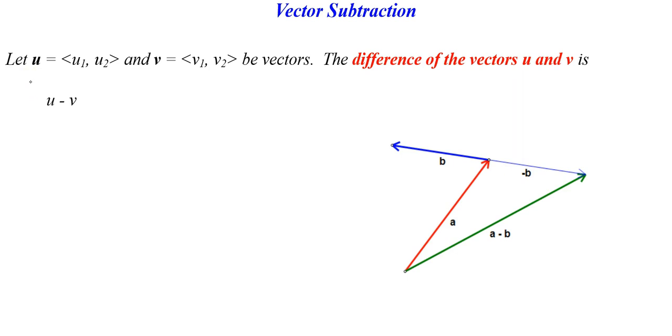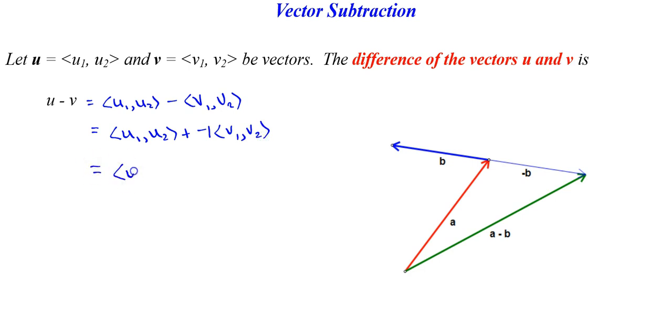All right, next let's look at vector subtraction. Again, we have our two vectors u and v, and here we want to find the difference of the two vectors. So we've got u sub 1, u sub 2 minus v sub 1, v sub 2. If we do a little bit of arithmetic here, we can change this to u sub 1, u sub 2 plus a scalar value of negative 1 times the v vector. And then we can do the scalar multiplication.